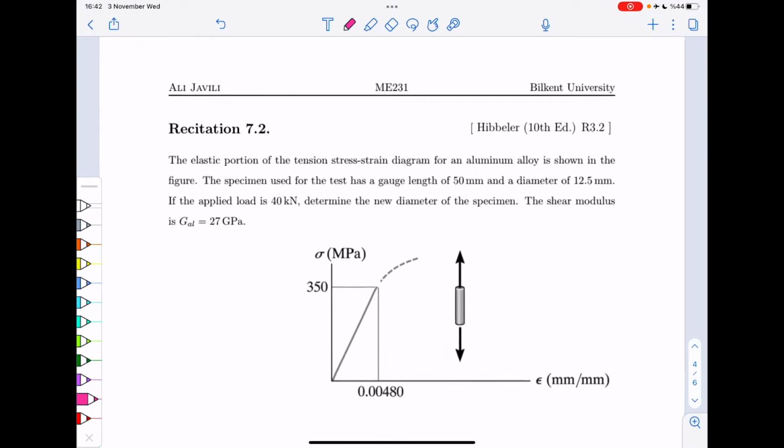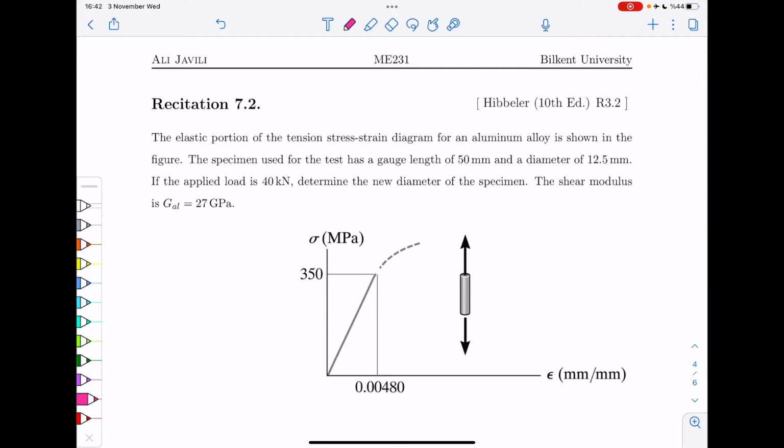The second one is very interesting, sort of combining different concepts that we learned. You have a little test specimen of aluminum alloy for testing here, shown in the figure, which has the length of 50 millimeters. A cross section is circular, and it has the diameter of 12.5 millimeters. You apply extension to this with a load of 40 kilonewton.